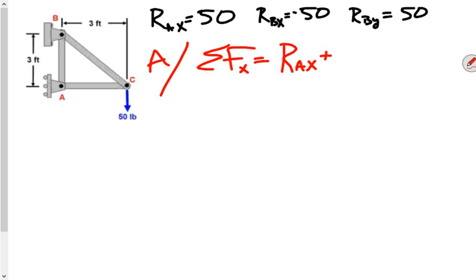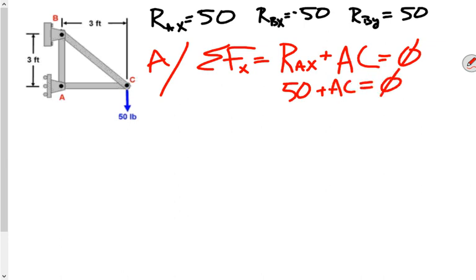Look at the members. Is there a force along a member that we need to know? We have AC. Okay, that's a member that has a force to it. So AC is the only other force we see, and they have to add up to 0. All right, then we plug in RAX, we figured out was 50. So that means AC is equal to a negative 50. So we just figured out one of the forces, another member force. AC is going to be negative 50.